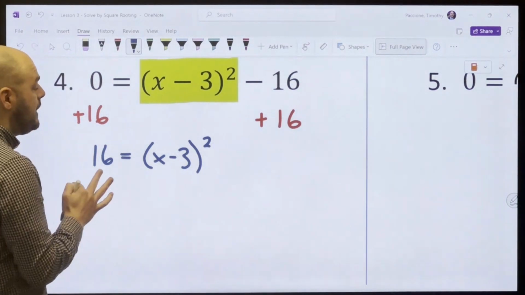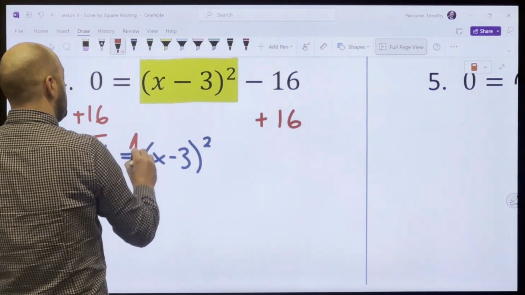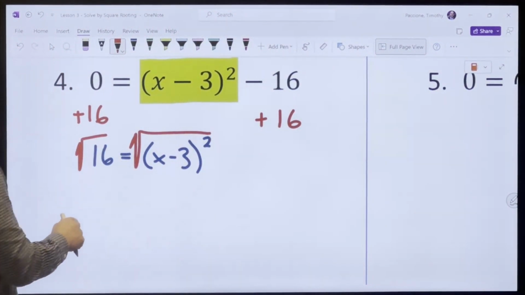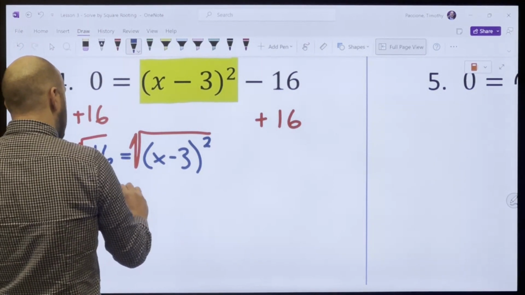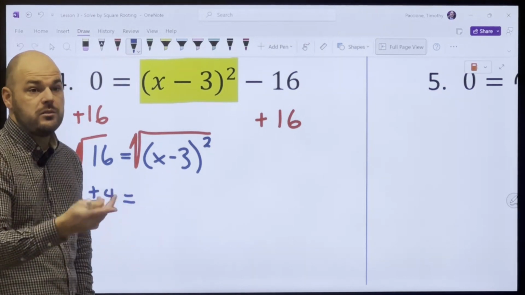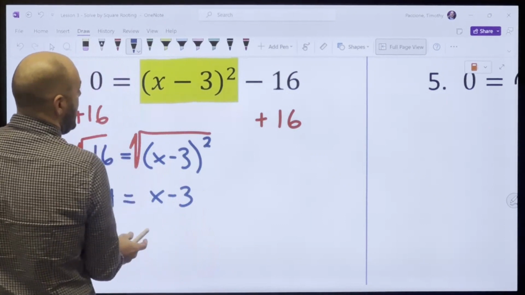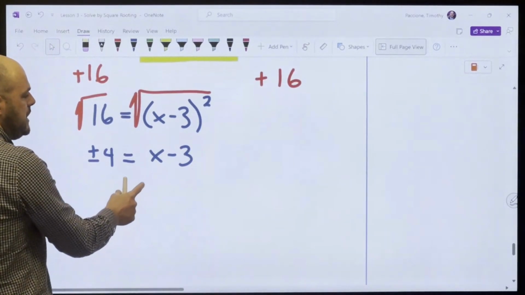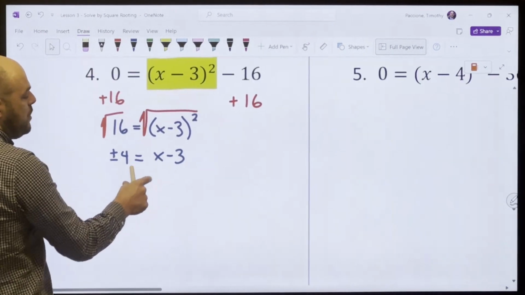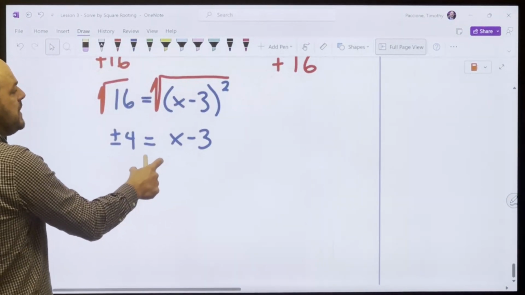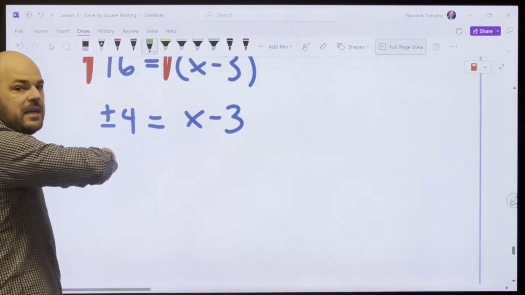It's by itself. Now the next step is to square root both sides. So I square root here, and I square root here. What happens? Well, on this side, square root of 16 is plus or minus 4. And on this side, x minus 3 squared, square rooted, becomes just x minus 3. Okay, again, this is where the plus or minus understanding really matters. Because right now, there are 2 things being said: plus 4 equals x minus 3 and minus 4 equals x minus 3.